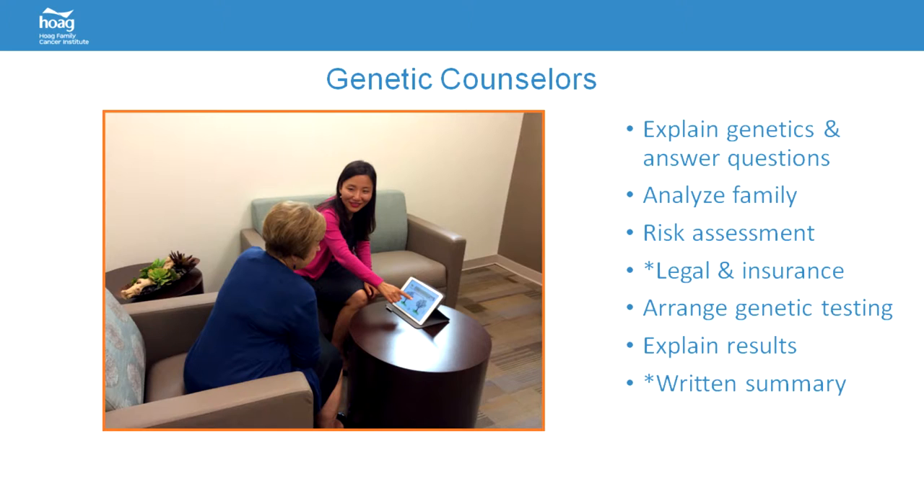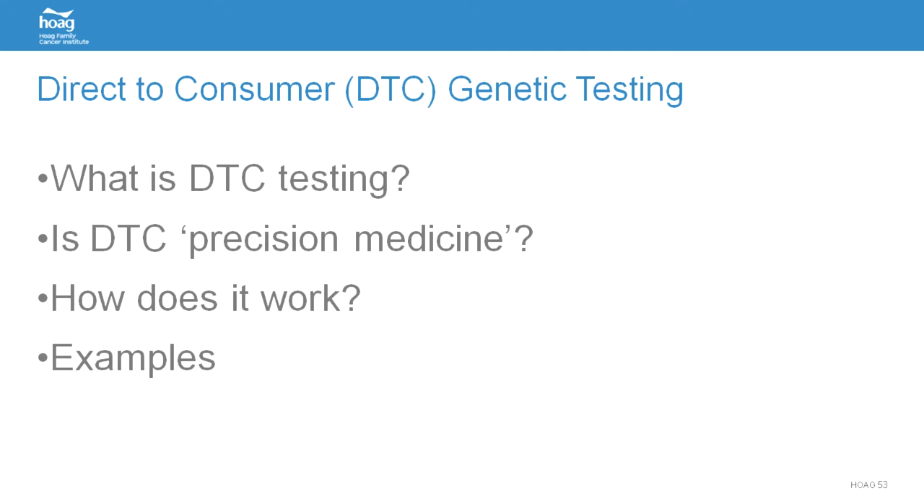Okay. So at our last seminar, we talked about genetic counseling and genetic testing at Hoag and how that fits the definition of precision medicine in that it guides the screening and disease management of individuals. Tonight, I'm going to focus on direct-to-consumer genetic testing because that's something that we hear about every day, and maybe some of you have even participated in that, or you have patients who come to you with their test results wanting to know what that means. We'll talk about what it is. Is it considered precision medicine? How does it work? And go over some examples.